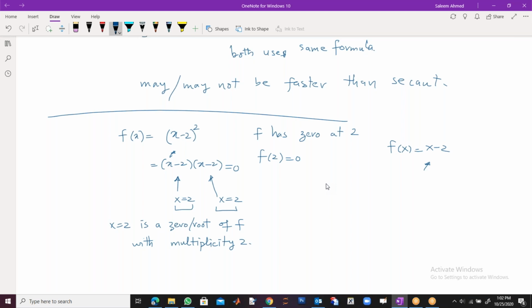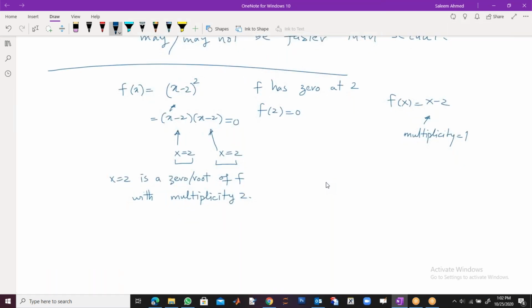Got it? So this is a simple root. This has multiplicity 1 because this is the only root, not repeated twice. If some root repeats twice, it has multiplicity 2. Similarly, it can repeat any number of times, let's say the power is m. When multiplicity is 1, we call it a simple root or simple zero. And when it has multiplicity 2, we call it a double root.